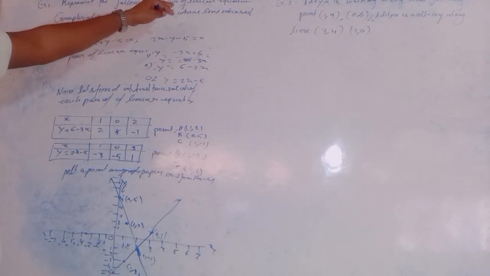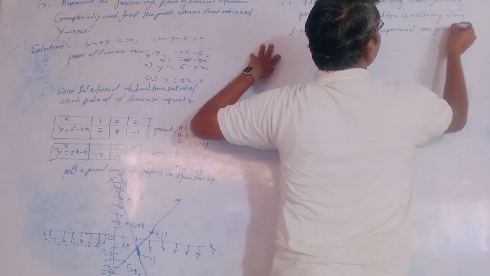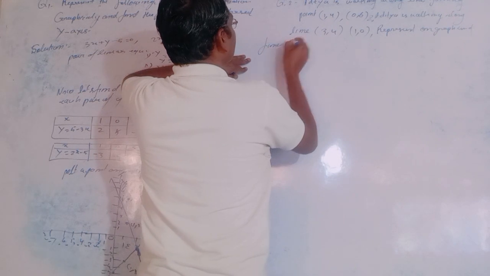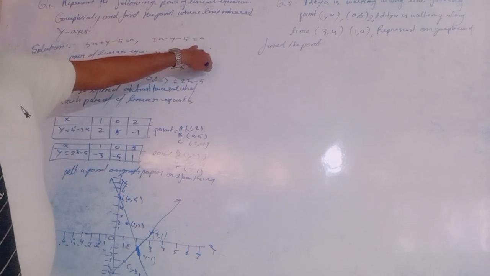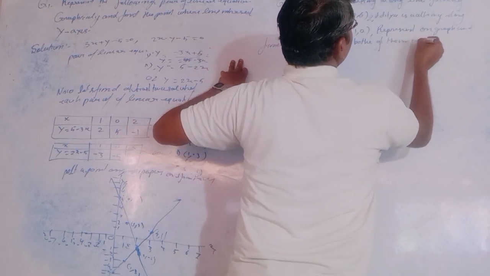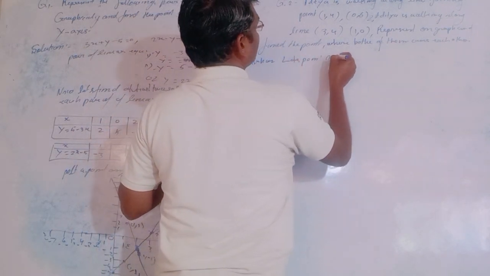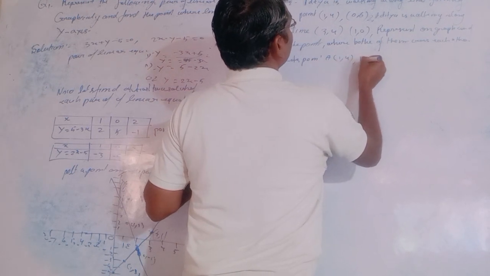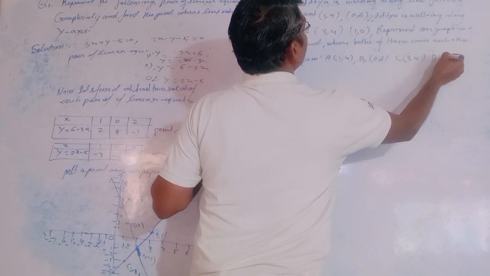Represent on graph and find the point. Represent on graph and find the points where both of them cross each other. Okay, so the points are given here. First of all, we'll select the points. Solution. Let point A be (1, 4), B be (0, 6), C be (3, 4), and D be (1, 0).